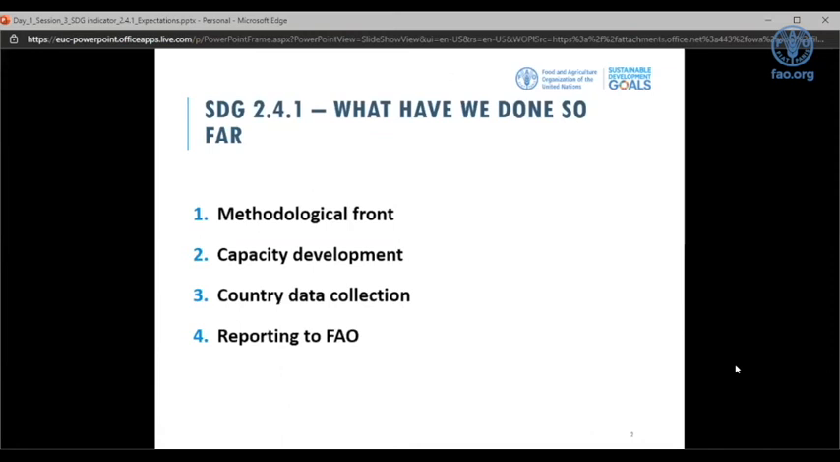our planned future course of action, and expectations in terms of countries' readiness to report on the indicator in the short, medium, and long term. Our ultimate aim, obviously, is to maximize country reporting on SDG 2.4.1 and thereby gradually reclassify it as tier one over time. In summary, we will cover the following aspects: the progress made on the methodological front, the capacity development front, the country data collection front, and the reporting of the indicator to FAO.